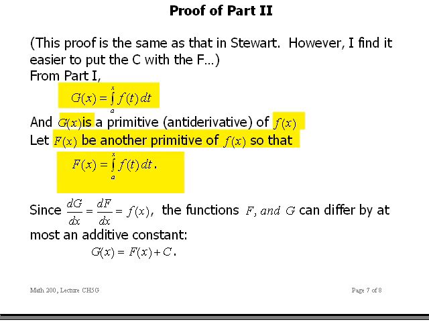So this is true. If this is true, then the derivative of g equals the derivative of capital F, which equals f of x. The functions F and g differ at most by an additive constant. So I'm going to put the constant over here with c. So if g of x equals F of x plus c, the derivatives would be the same. And that's how we got the statement right here.